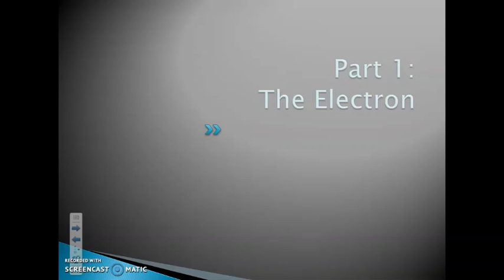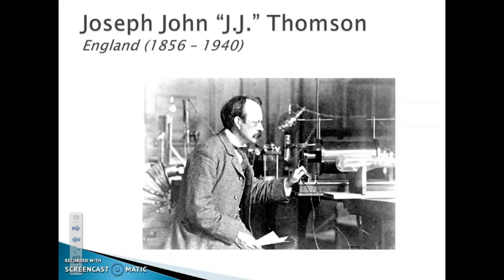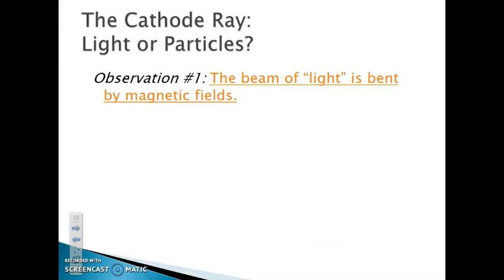So let's go ahead and see if we still believe all those points of Dalton's atomic theory. Let's skip ahead to the late 1800s. Joseph John, or J.J. Thomson, as he used to be known, was working in England with his cathode ray tubes. And his cathode ray tubes were curious little critters. Let me pull one up for you to see.